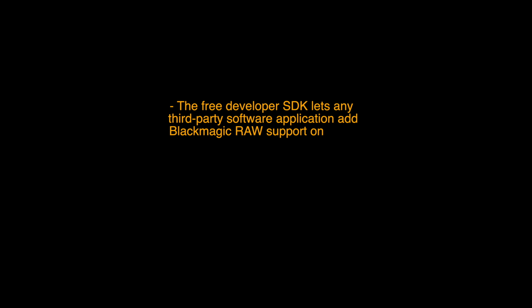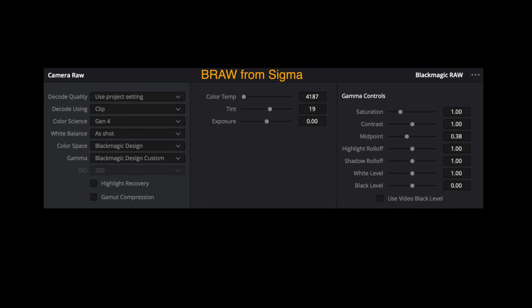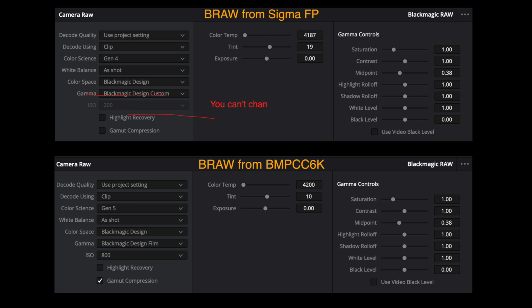Blackmagic RAW has also been made free like CDNG. BMD released an SDK, a software development kit for it. This codec offers an extensive array of metadata and parameters you can change in the camera raw menu of DaVinci, although I should say that BRAW from Sigma FP is more limited than BRAW from a Blackmagic camera.